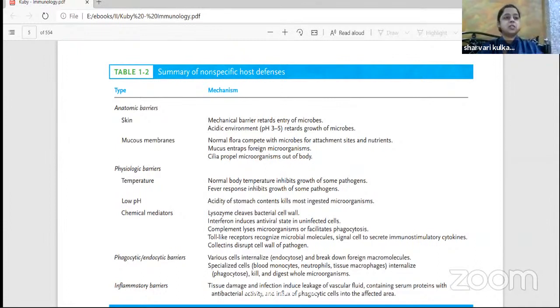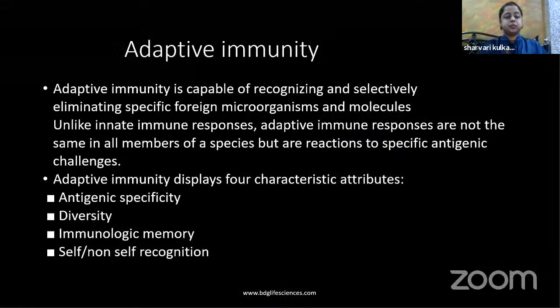Phagocytic barriers are phagocytosis. In short, I'll tell you what is phagocytosis. Phagocytosis is basically where the phagocytic cells engulf the foreign antigen and they form vesicles through which it undergoes the breakdown. And these phagocytic particles, after presentation, are killed by the immune system. Then inflammatory barriers are there. Yeah, so this was in brief about innate immunity, and now we are going to see what is adaptive immunity.